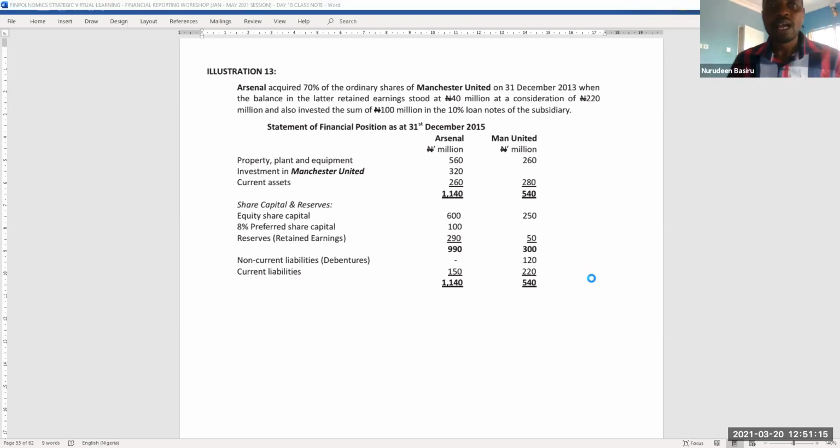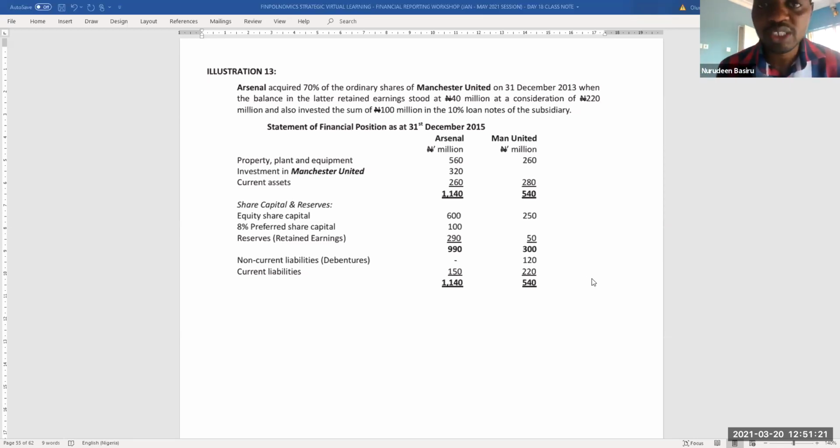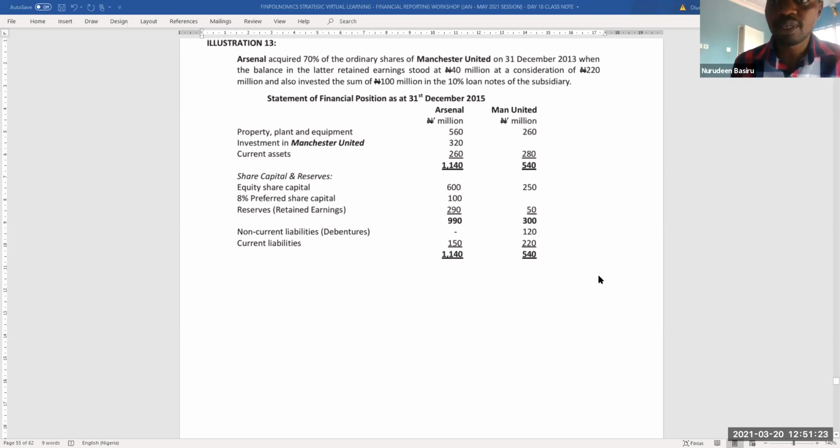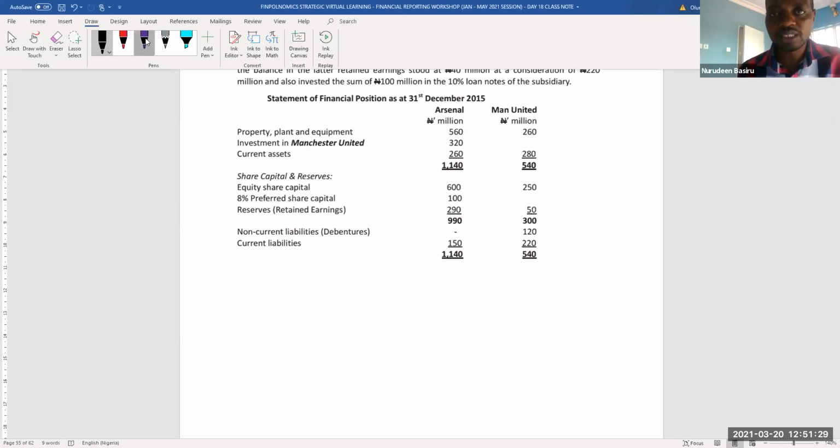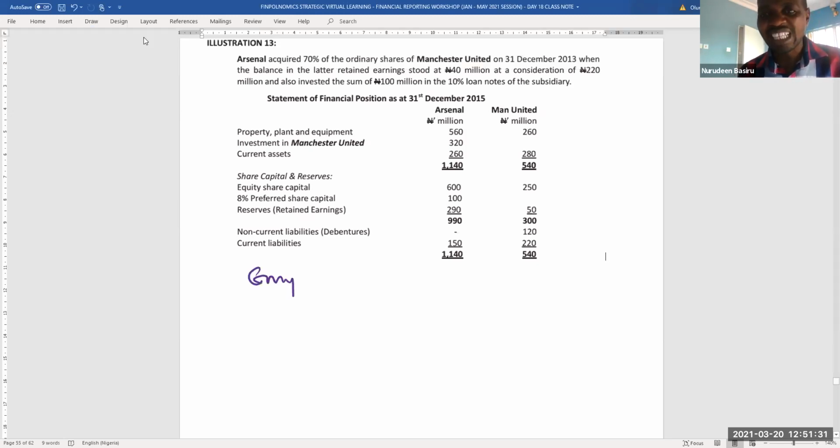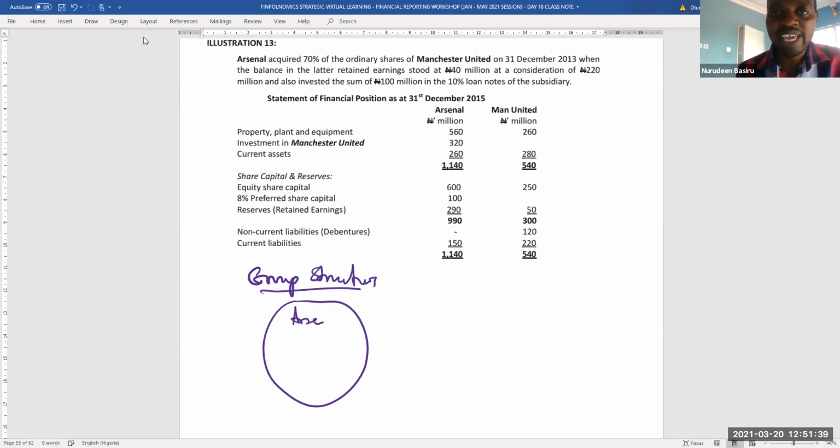Illustration 13. ACTI acquired 70% of the ordinary shares of Manchester United on 31st December 2013, when the balance in the retained earnings stood at 40 million, at a consideration of 220 million, and also invested the sum of 100 million in the 10% loan notes of the subsidiary. Statement of financial position as at 31st December 2015. Arsenal, Manchester United. All figures in million.